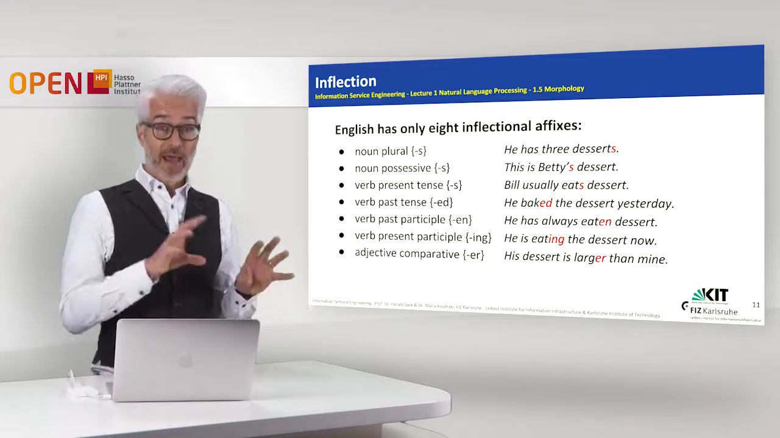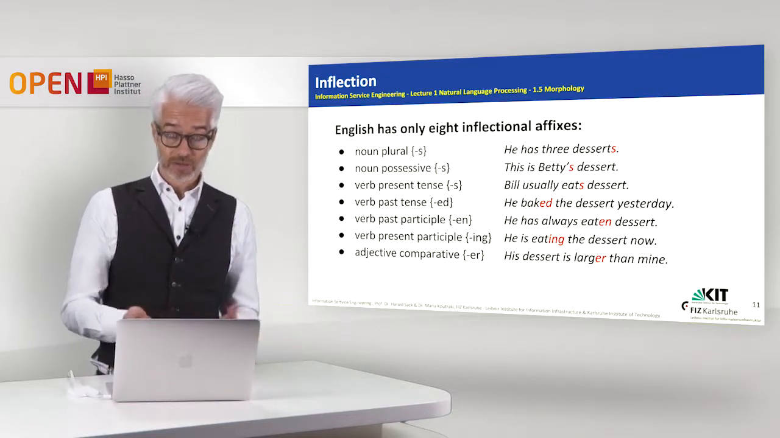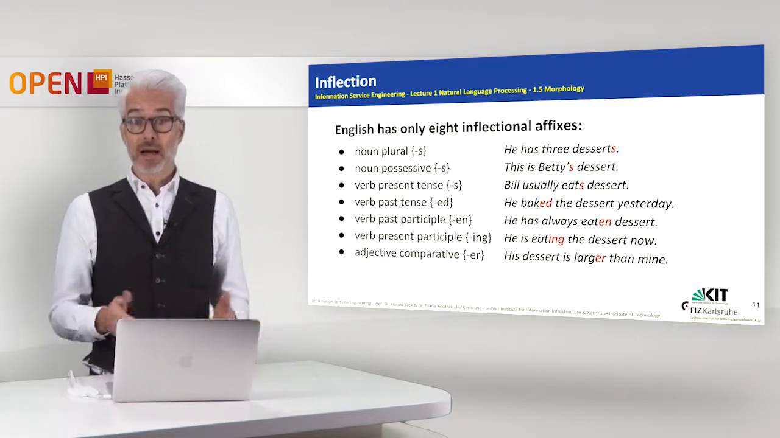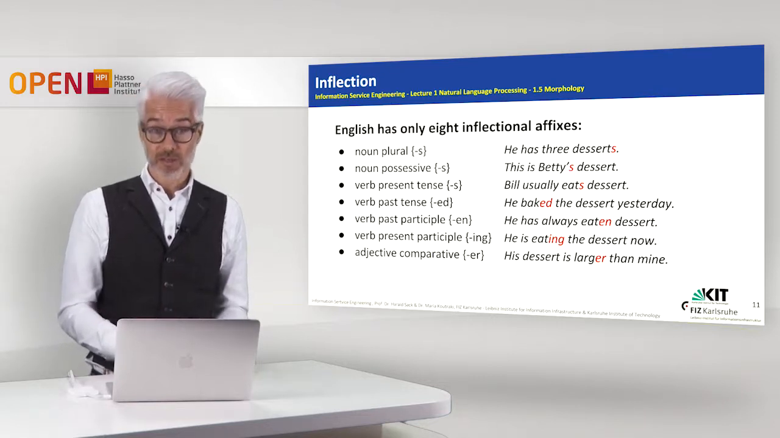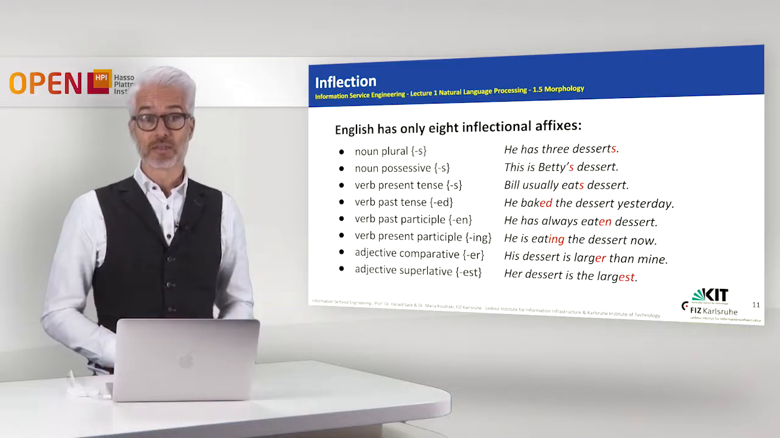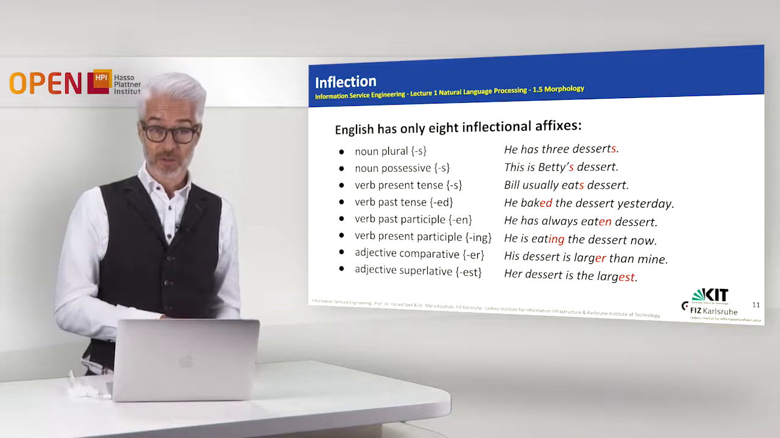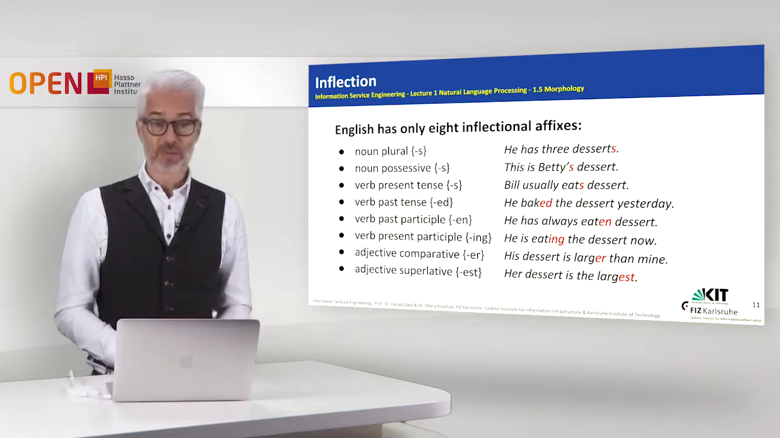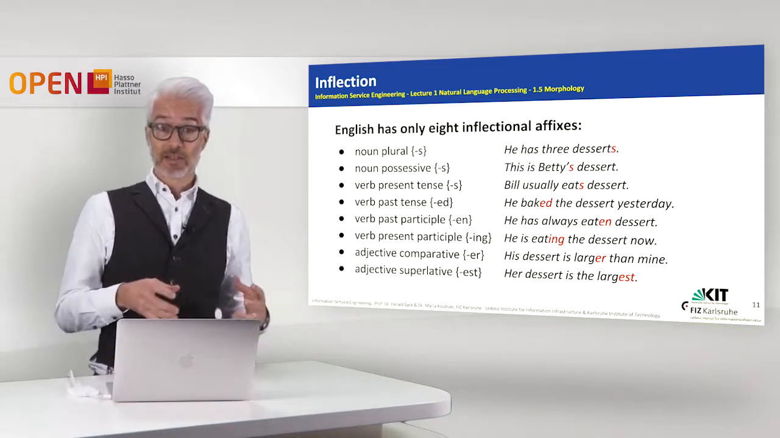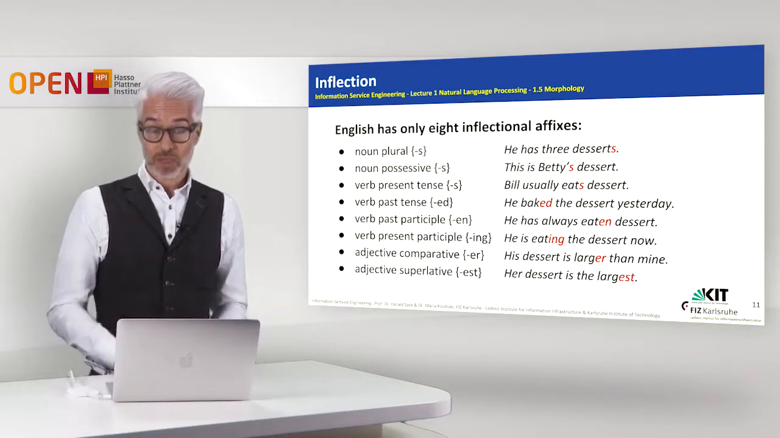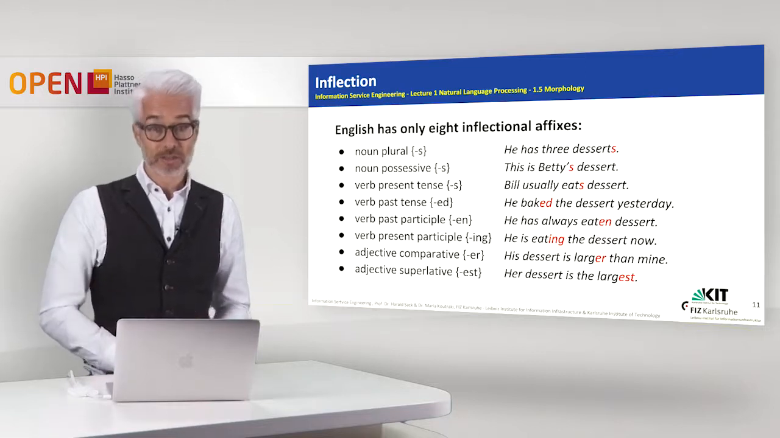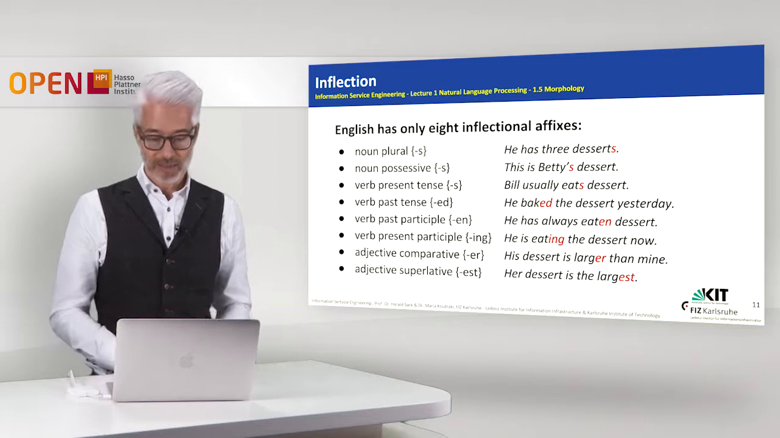And then we have for adjectives the comparative, which means, for example, here we have his dessert is larger than mine. By affixing er to an adjective, this becomes a comparative. And if we have comparative, there is then also the next exaggeration, which is the superlative. So for adjectives, we also have the possibility to express that there is nothing which is larger, bigger than the one we are describing just here. And this is then the superlative, which means, for example, her dessert is the largest, so there is no other dessert which can be larger than that one.